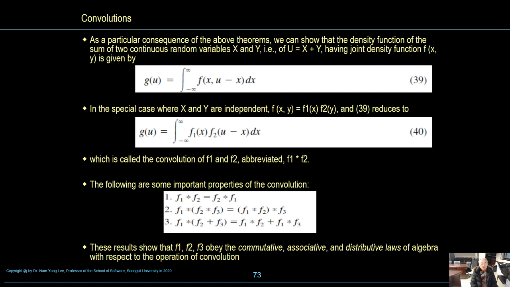The following are some important properties of the convolution. First, f1 star f2 is f2 star f1, a commutative relationship. Second is the associative relationship. Third is the distributive law of algebra with respect to the operation of convolution.